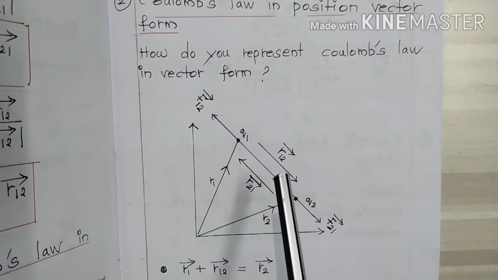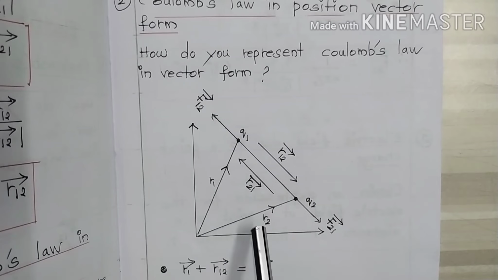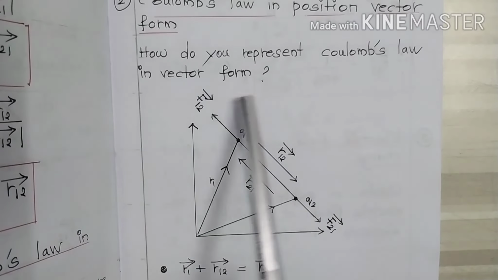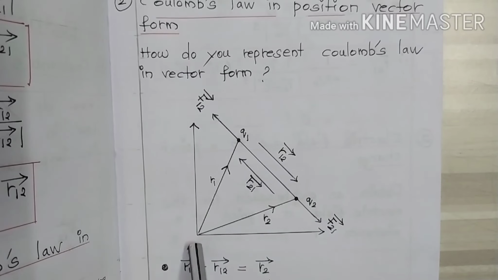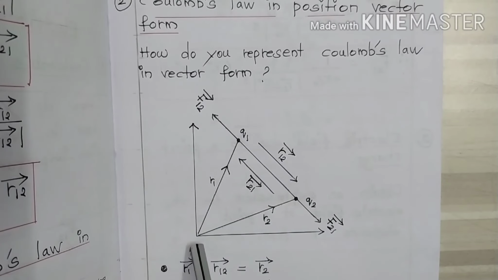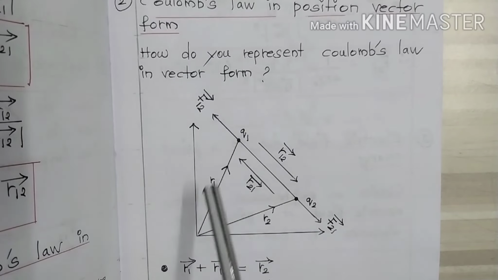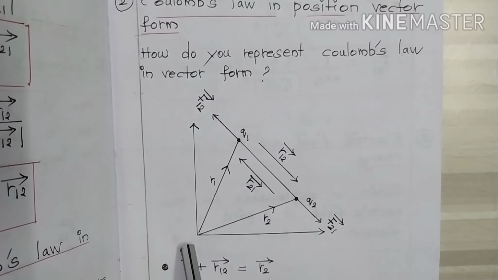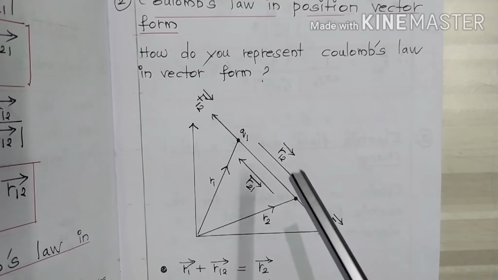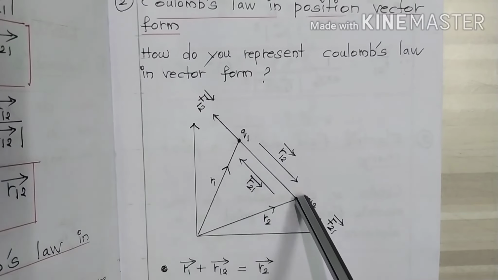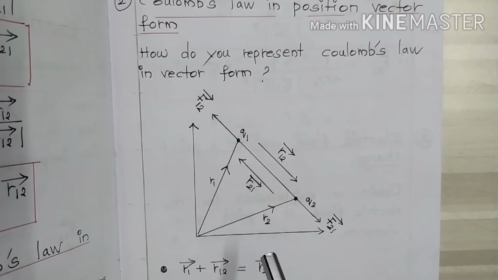Now take any 2 point charges in this xy plane, that is Q1 and Q2. Now draw the position vector R1 from O to Q1, then from O to Q2, R2 is there. Now join these two, Q1 and Q2, as you have learnt already.